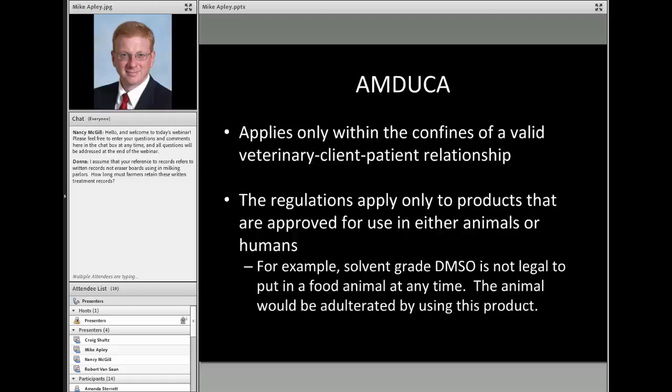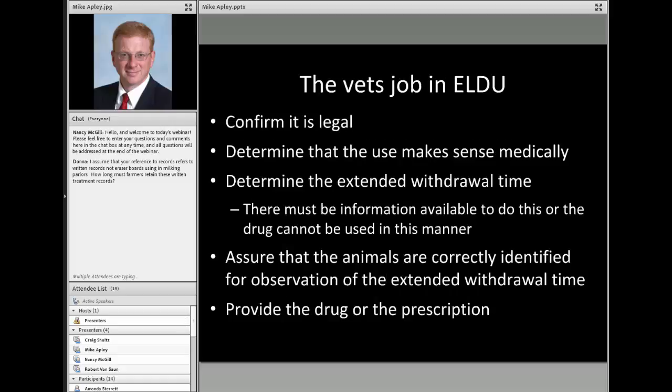Solvent grade in other food animals is not legal anywhere in a food animal. In some other animals, you could use one that is approved for animal use in an extra label manner, but DMSO is a drug where before you go putting it in any animal that's going to be sold for food, you have to be very, very careful. And of course, in dairy cows, they don't want to find that on your farm.